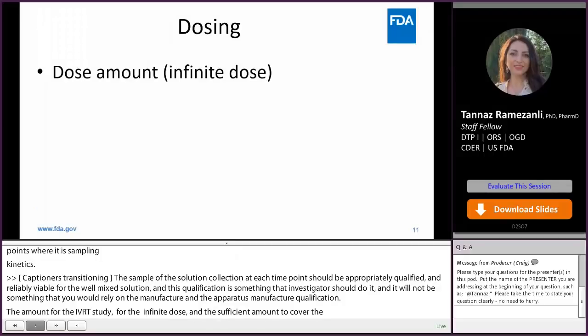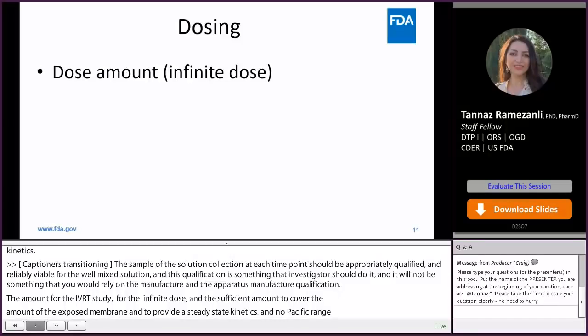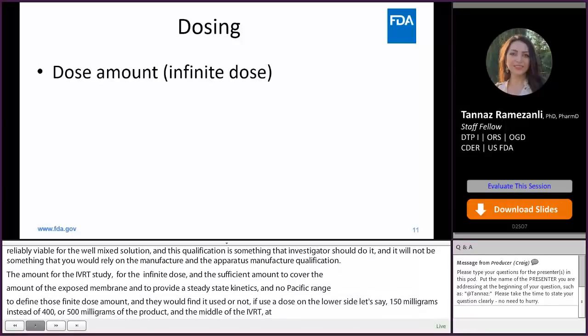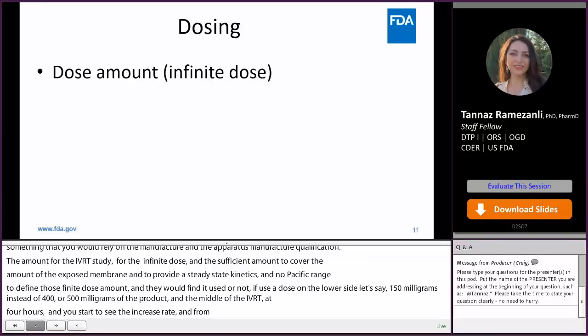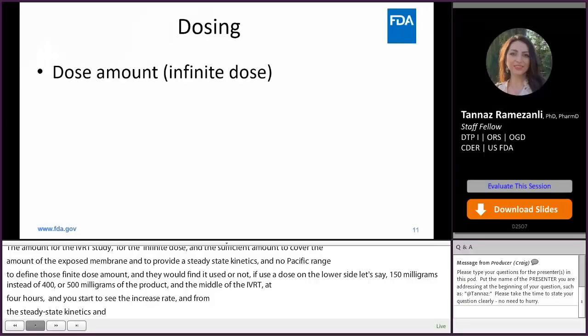For example, if you use a dose that is on the lower side, let's say 150 milligram instead of a 400 or 500 milligram of the product, and in the middle of the IVRT study, let's say at 4 hours, you start to see decrease in the release rate and deviation from steady-state release kinetics, it is not appropriate for you to cut down the study duration and submit a 3-hour IVRT study, while you could have optimized your method, applied higher dose amount, and have the infinite dose for the IVRT study.